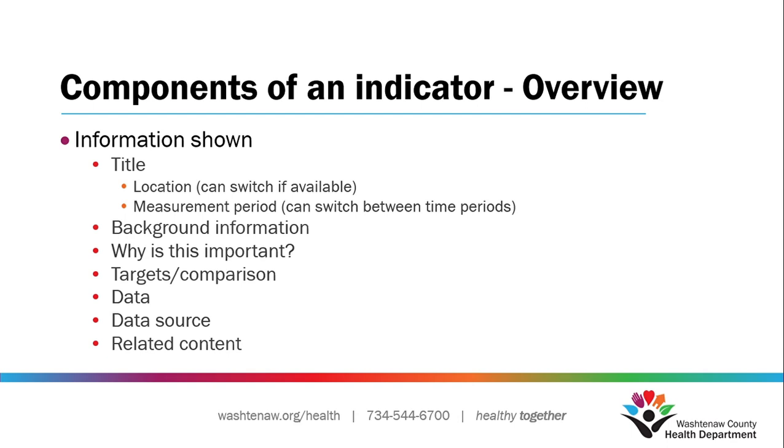Then you will also see data associated with that indicator. There will be a value for that specific measurement period in the upper left corner, and then on the right, there will be a chart that shows the data across all time periods that are available for that indicator. At the bottom, the data source will be listed and hyperlinked, and related content will be below that.